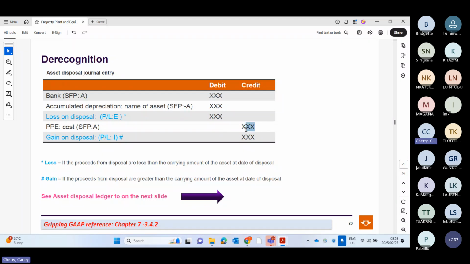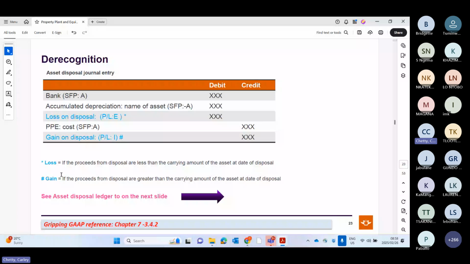So when do we have a loss and when do we have a gain? A loss will be determined if the proceeds from disposal are less than the carrying amount of the asset at the date of disposal. And then when do we have a gain? If the proceeds from the disposal are greater than the carrying amount of the asset at the date of disposal. And remember, a loss is debited and a gain is credited.